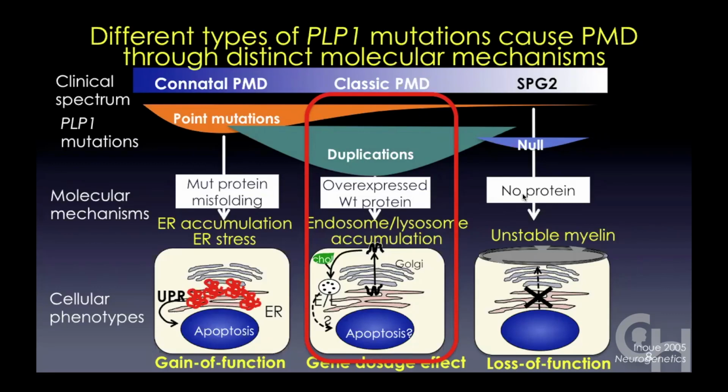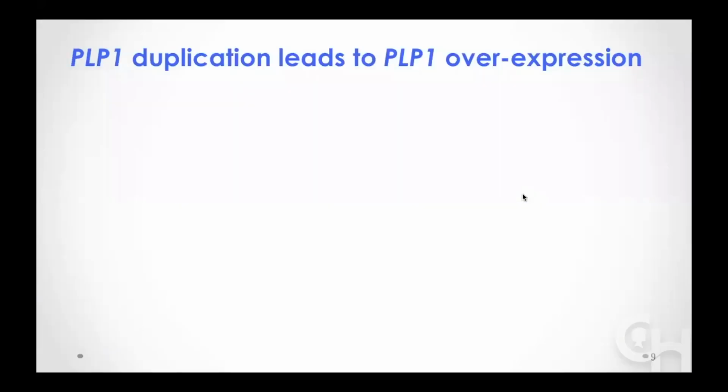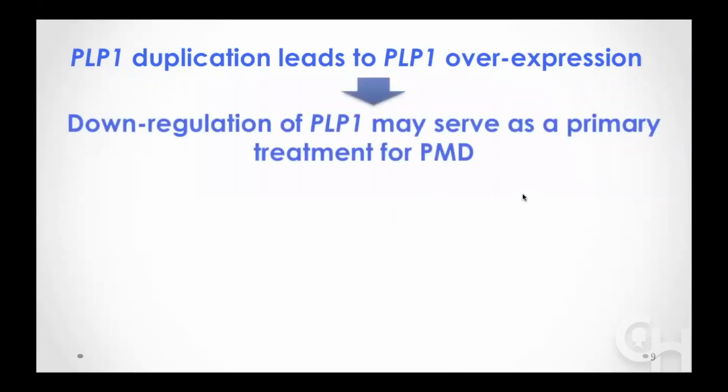We've also been working on point mutations as well, but I'm not going to talk about it today. Maybe next time if you have a chance. As I mentioned, PLP1 duplication leads to its overexpression, and thus downregulation of PLP1 may serve as a primary treatment for PMD.